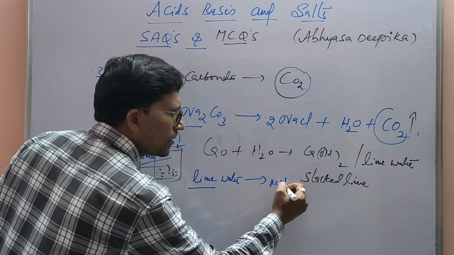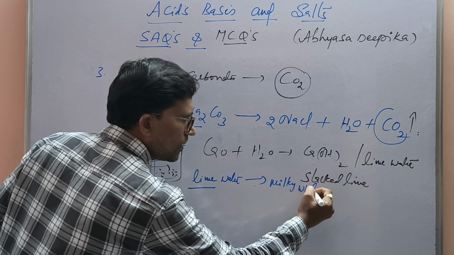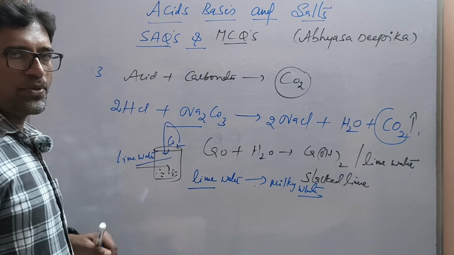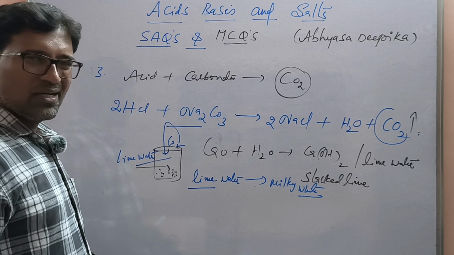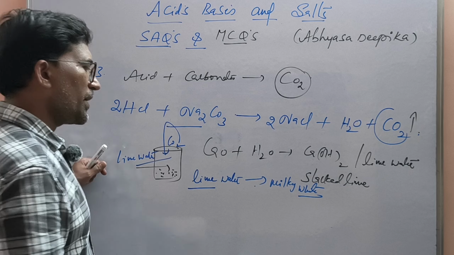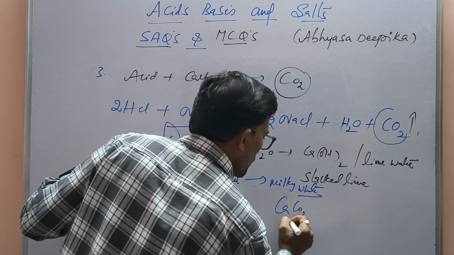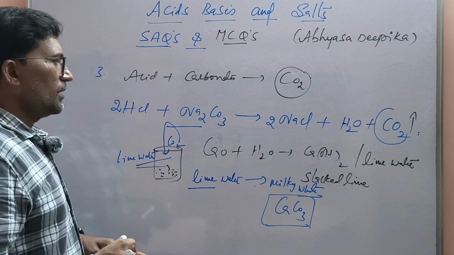Lime water turns milky white. A milky white precipitate is formed. That precipitate is calcium carbonate. Remember that. Okay.